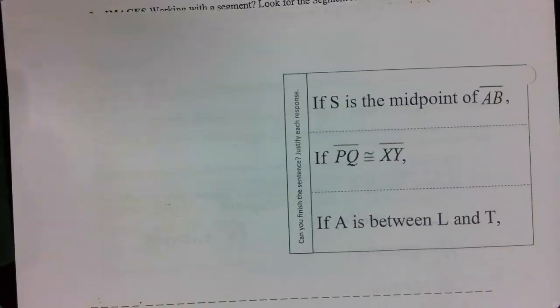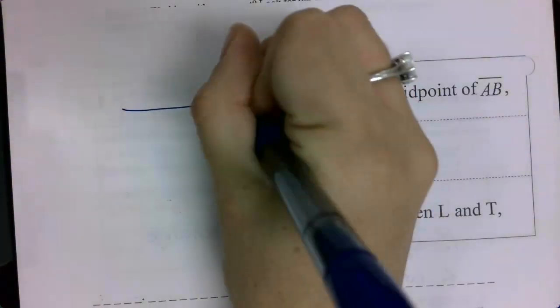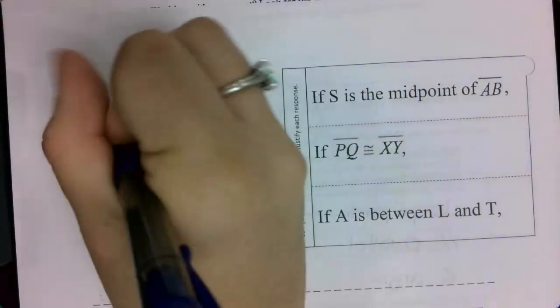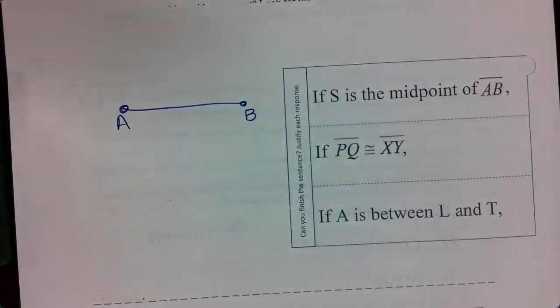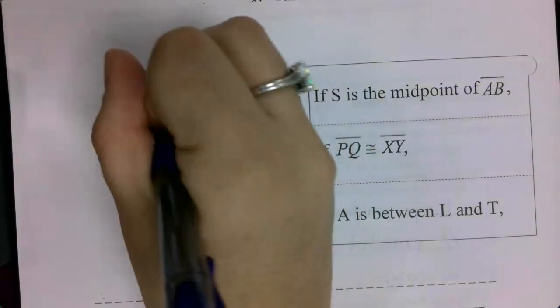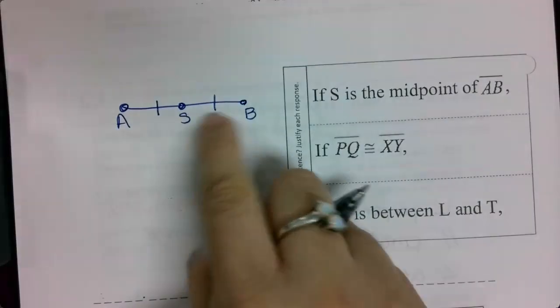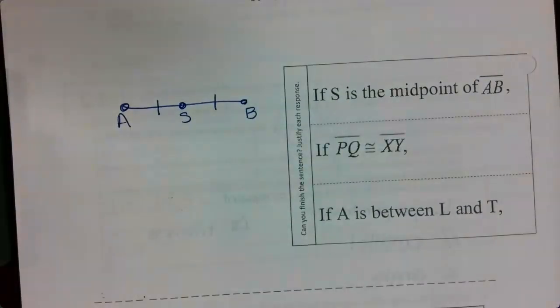So on the back side, this one wants me to finish the sentence. So the first one says if S is the midpoint of AB, so let's draw this out. Where would my midpoint go? In the middle. And then I know that this side is going to be the same length as this side. So I'm going to draw the 2 tick marks to show that.